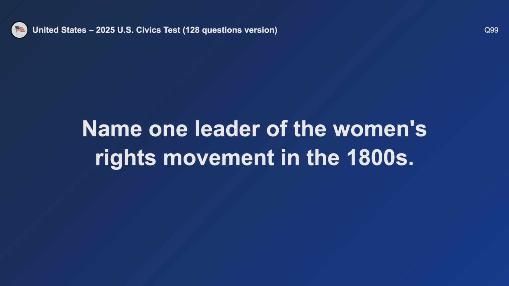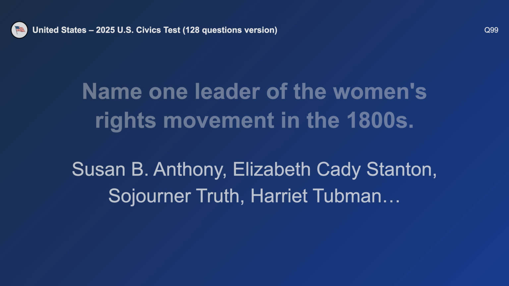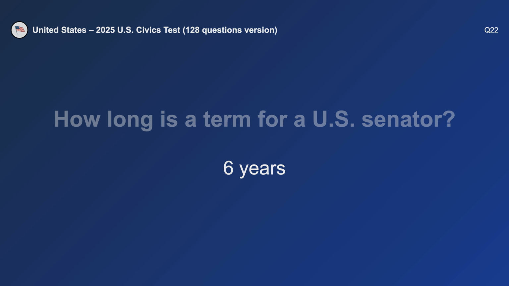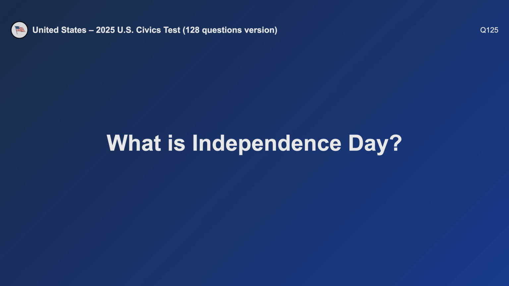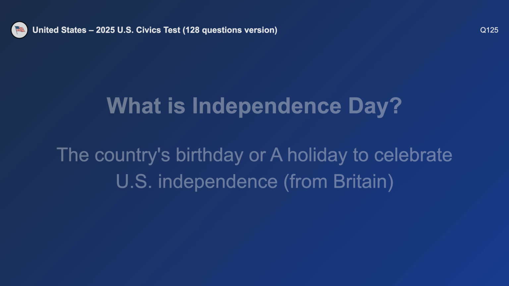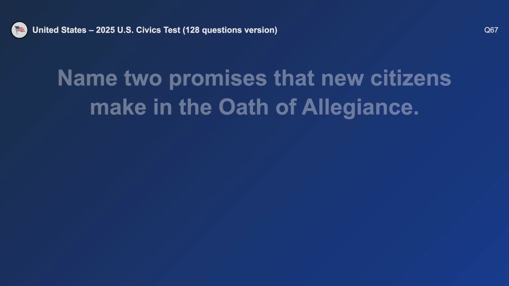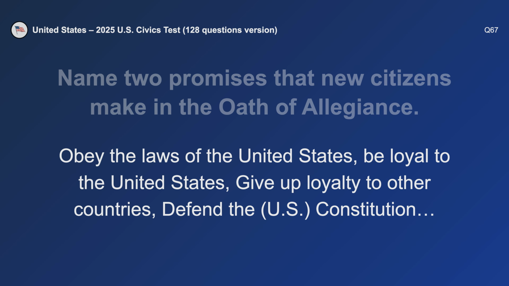Name one leader of the women's rights movement in the 1800s. Susan B. Anthony. How long is a term for a U.S. Senator? 6 years. What is Independence Day? The country's birthday. Name 2 promises that new citizens make in the oath of allegiance. Obey the laws of the United States and be loyal to the United States.